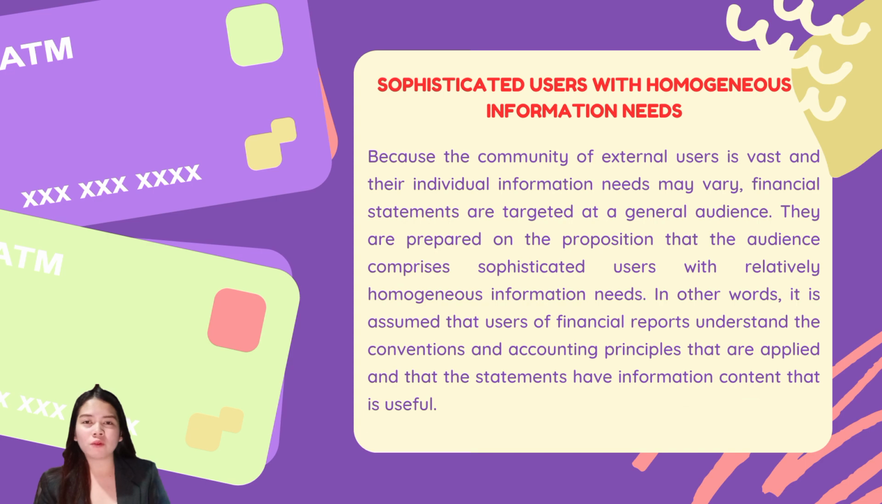Sophisticated users with homogeneous information needs. Because the community of external users is vast and their individual information needs may vary, financial statements are targeted at a general audience. They are prepared on the propositions that the audience comprises sophisticated users with relatively homogeneous information needs. In other words, it is assumed that users of financial reports understand the conventions and accounting principles that are applied and that the statements have information content that is useful.